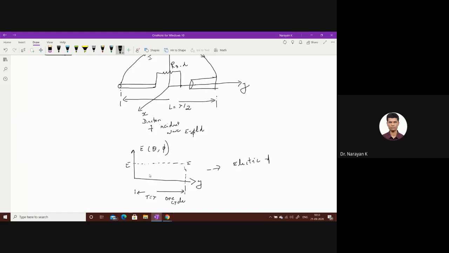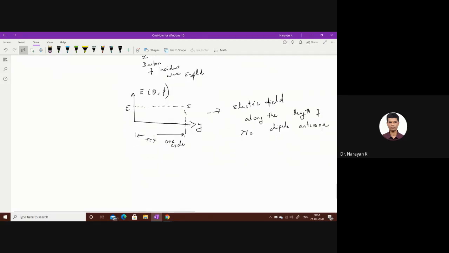Electric field along the length of a lambda by 2 dipole antenna. E of theta comma phi is equal to E cos 2 pi by lambda y volts per meter.